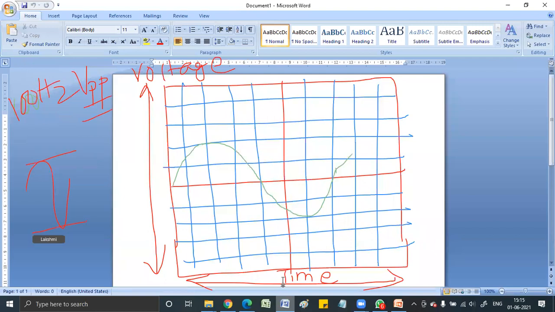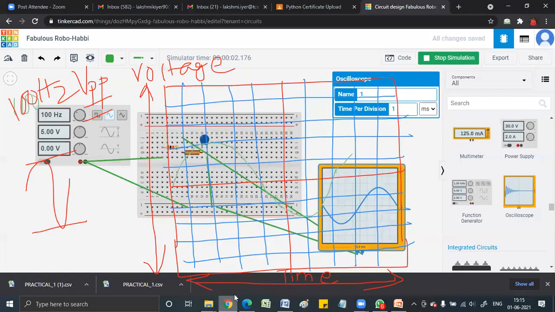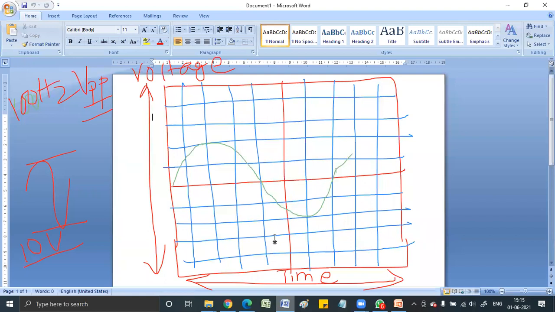You can look at the Tinkercad, there's some total height written in yellow. What is the total height written? It is written 10 volts on the Tinkercad box. Before you do the simulation it says voltage and time, and when you start the simulation it shows the value. So they have written the total height as 10 volts in the Tinkercad box.